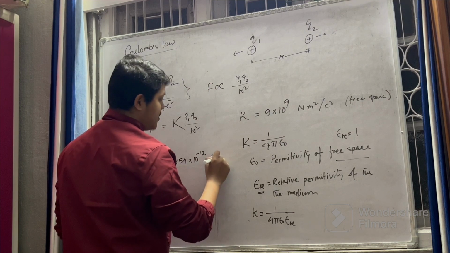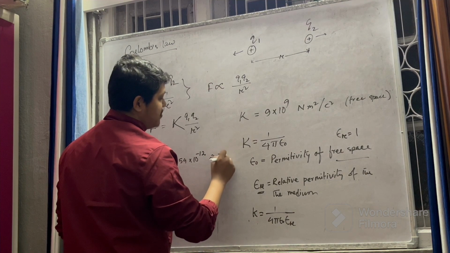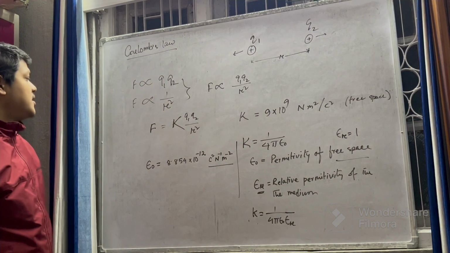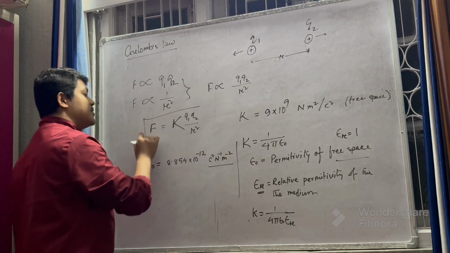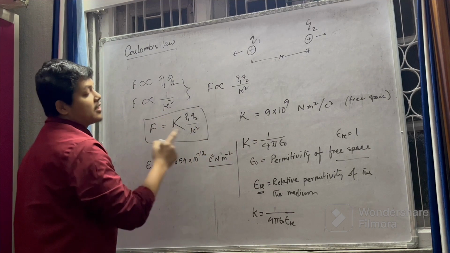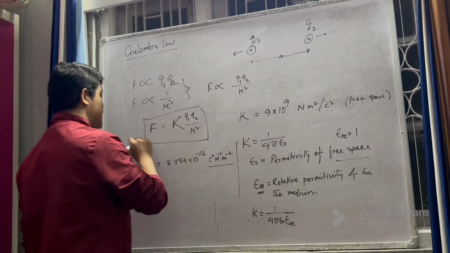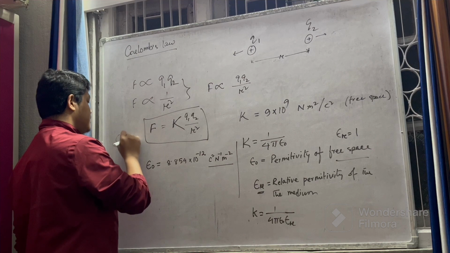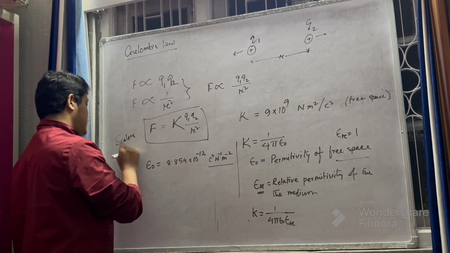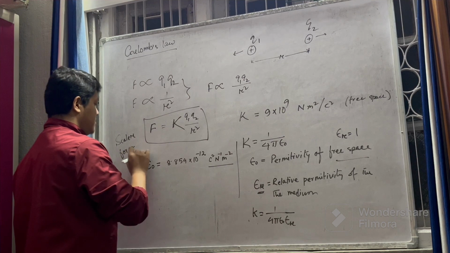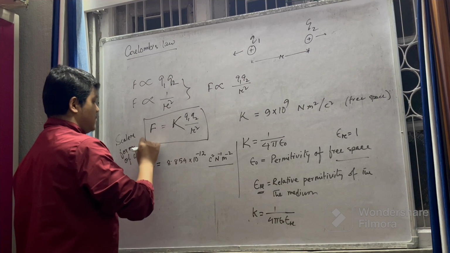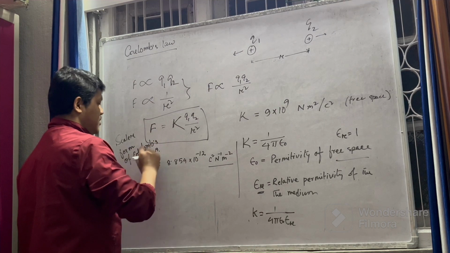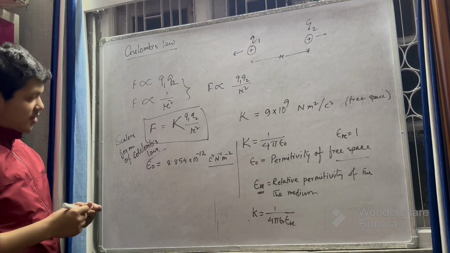Coulomb square per Newton per meter square, right? Okay, and so instead of K you can write this one also. So this is nothing but the scalar form of Coulomb's law. This is the scalar form of Coulomb's law.